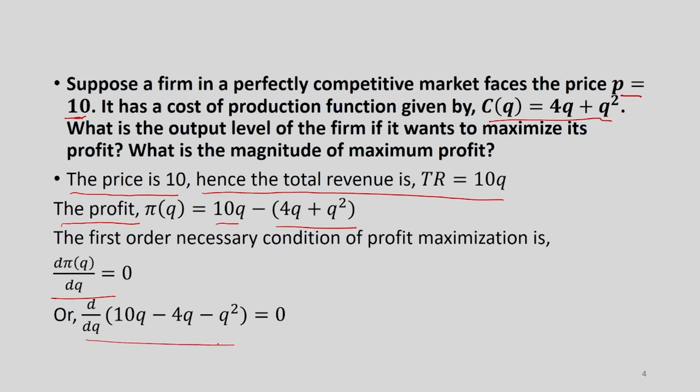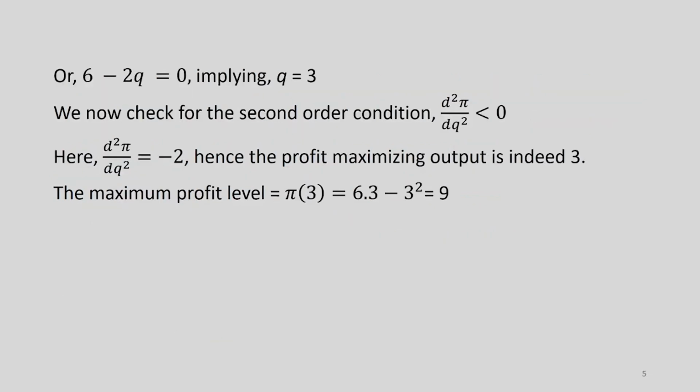So that boils down to this, right? dπ/dq of 10q minus 4q minus q square is equal to 0, and this is actually 6q minus q square equal to 0. If I take the derivative of 6q minus q square, I get 6 minus 2q, okay, and that gives us the value of q. q is equal to 3.